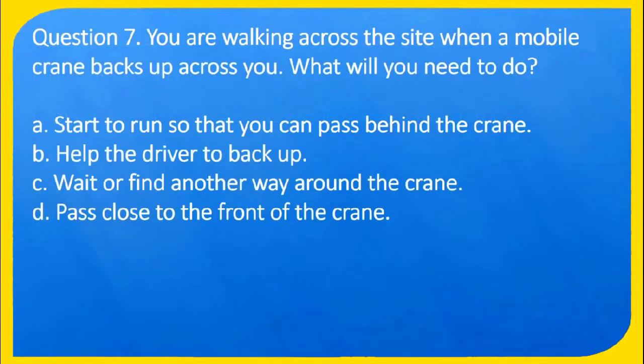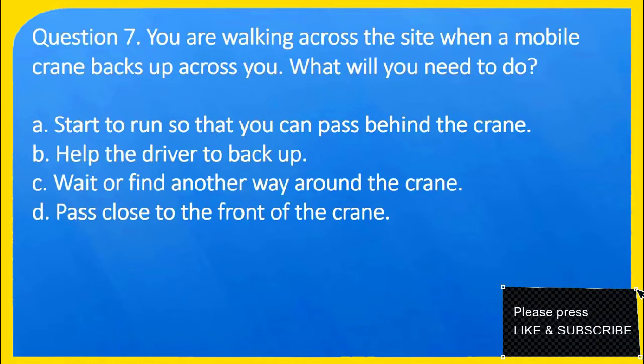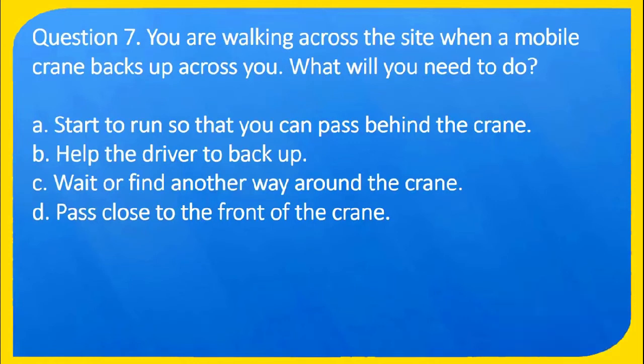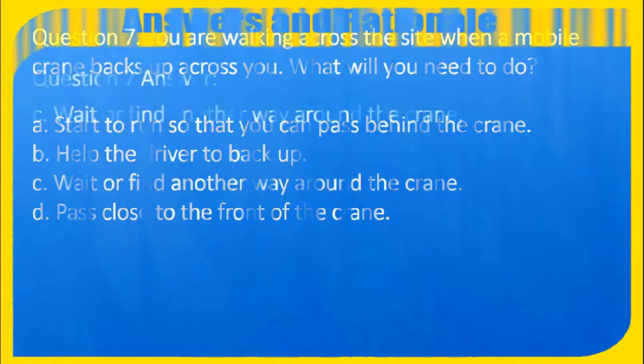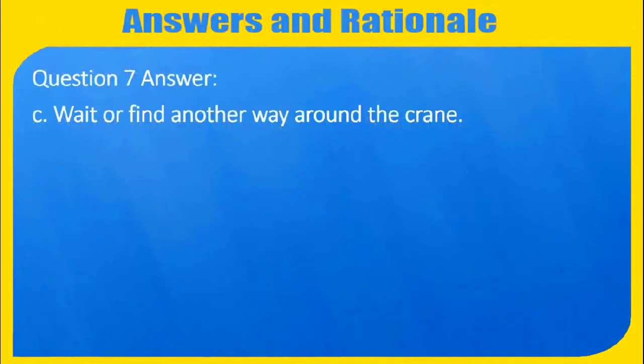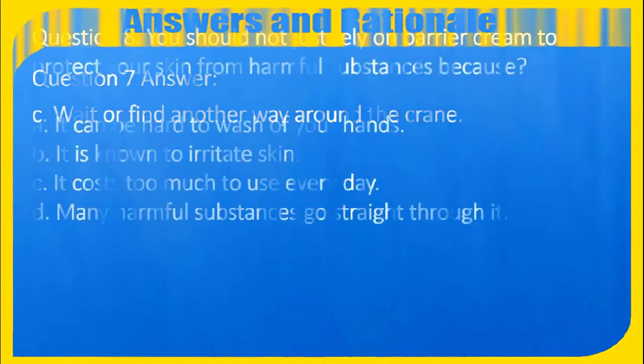Question 7. You are walking across the site when a mobile crane backs up towards you. What will you need to do? A. Start to run so that you can pass behind the crane. B. Help the driver to back up. C. Wait or find another way around the crane. D. Pass close to the front of the crane. Question 7. Answer C. Wait or find another way around the crane.